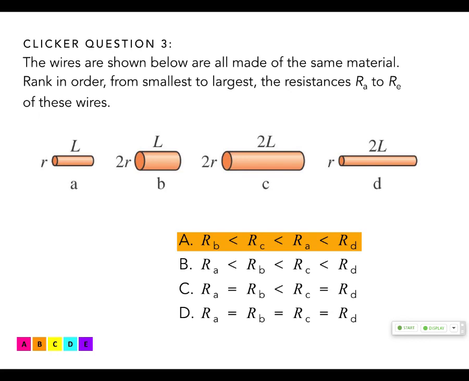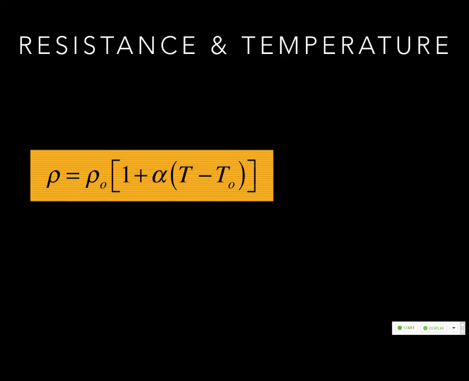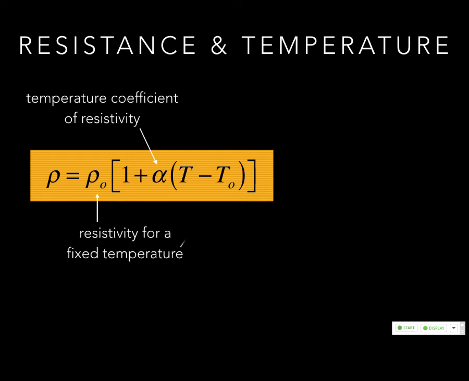Let's see if we can finish this chapter. So, resistivity also depends on temperature, okay? And it's a fairly linear relationship. So this is the temperature coefficient of resistivity, all right? This is the resistivity for a fixed temperature, so you just plug in some data points here. These are the initial conditions. What does this look like?